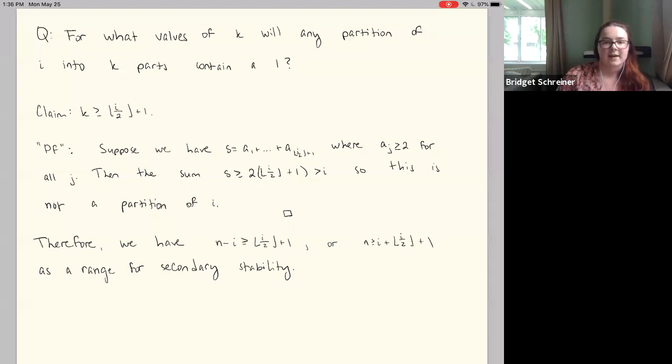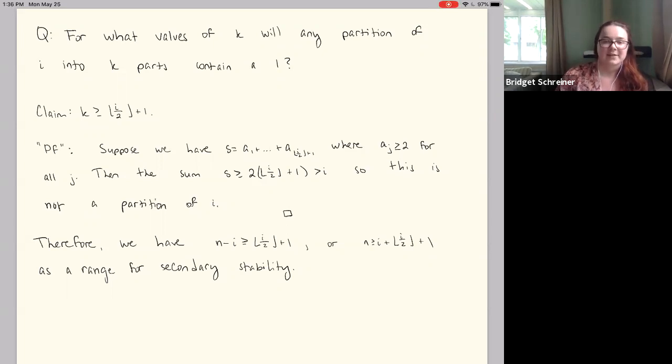And that tells us that for the values that we're looking for, we need the number of pieces in the partition to be greater than or equal to I over 2 plus 1 in order for this partition to have a 1 in it. And that tells us that the number of points we need, or the n, is going to be greater than or equal to I plus floor I over 2 plus 1. And that gives us a range for secondary stability, because all we needed to know was when all of the partitions have a plus 1 in them.